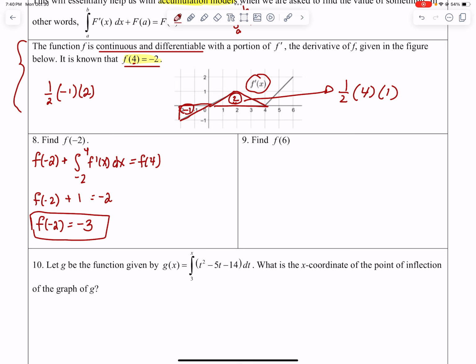Okay, number 9, I want you to try this on your own before I continue on with the video. So pause here and then we'll see what f of 6 is.